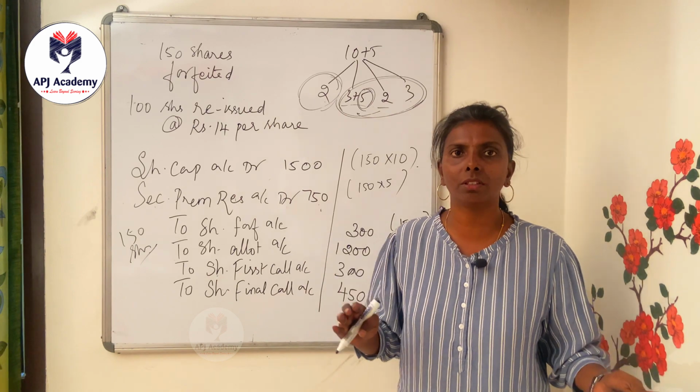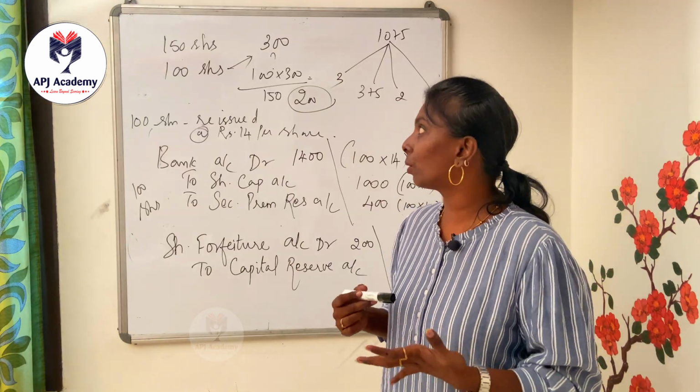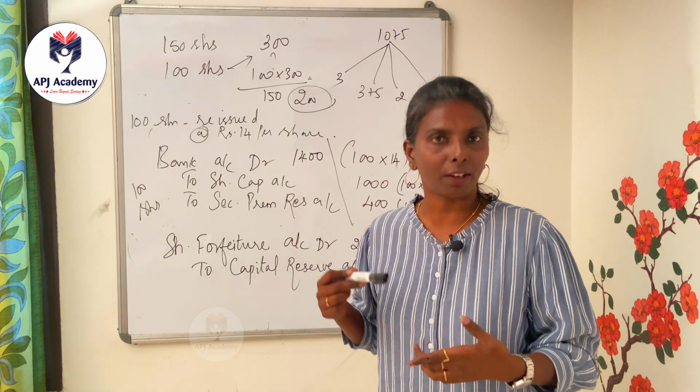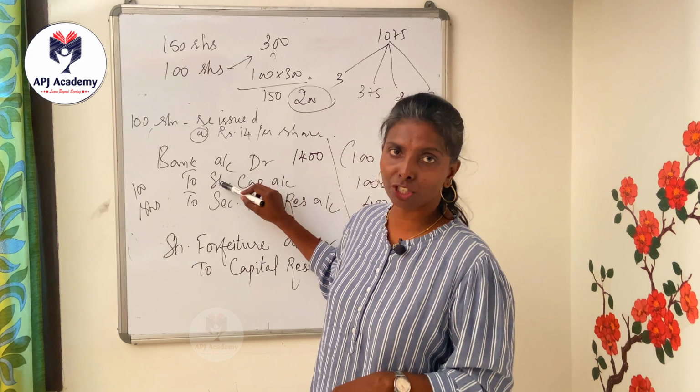Let's go ahead to the reissue entry. Let's see how to pass the reissue entry in this problem. You guys know the problem. We forfeited 150 shares, but we reissued only 100 shares. So here we go with the reissue entry.